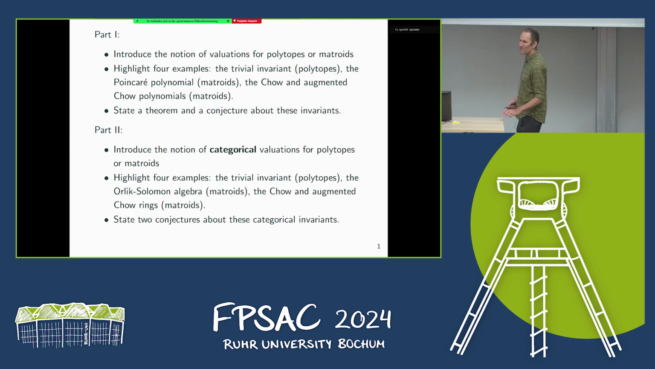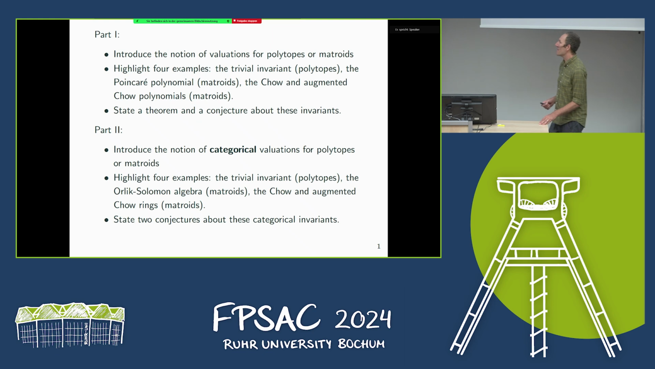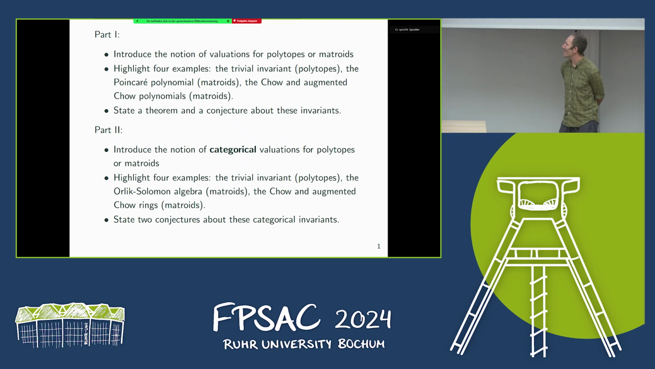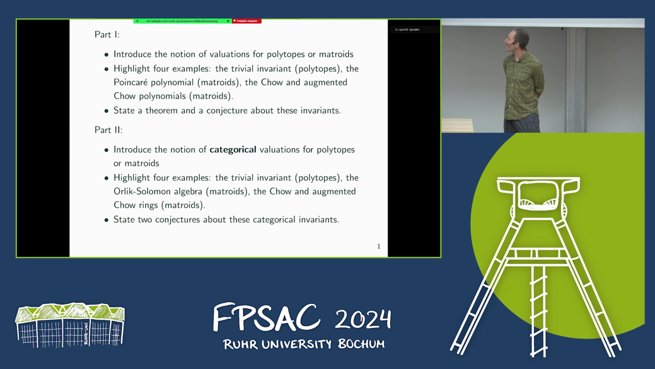So let me just briefly tell you my plan. In the first half of the talk, I'm going to introduce the notion of a valuation or valuative invariant for polytopes or matroids, and I'll give a few of my favorite examples: a trivial invariant, a Poincare polynomial, and Chow and augmented Chow polynomials, and I'll state a theorem and a conjecture about each of these invariants just to motivate them. And then in the second half, I'm going to redo it all in a more categorical framework.